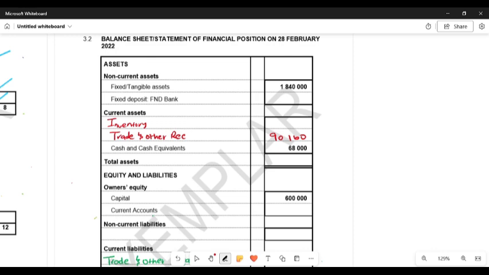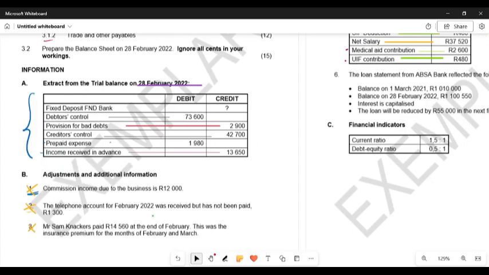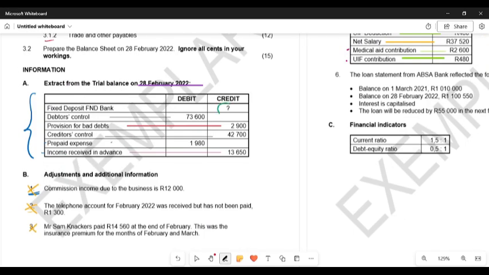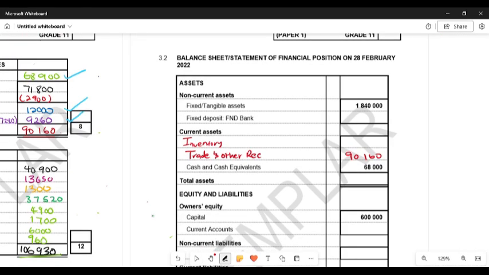So non-current assets, I have fixed tangible assets and I have fixed deposit. Now let me see if I have any information that relates to fixed deposit here. If you look here, this is a question mark, meaning that my fixed deposit is a balancing figure, right? Because of this question mark, I know this is going to be the last thing I prepare, because how would I get the balance for my fixed deposit? I'm going to get it using the totals on this balance sheet. It's a balancing figure.